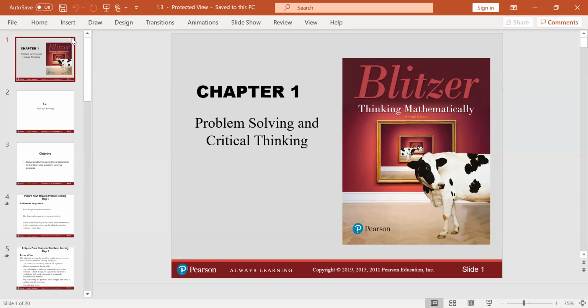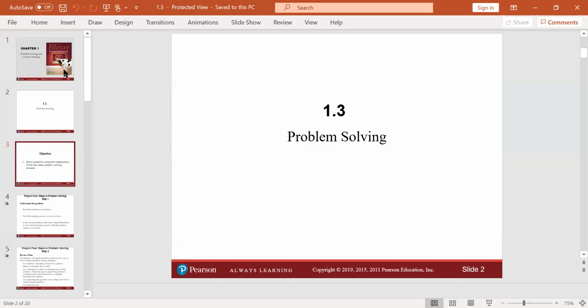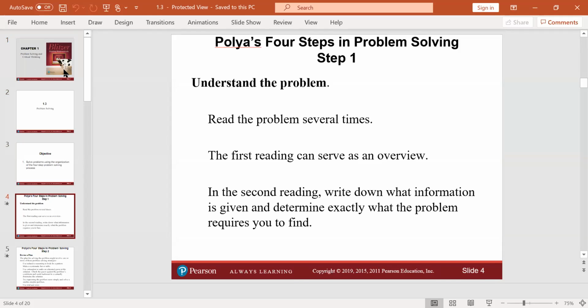How can you solve a problem, especially a word problem, because word problems are kind of difficult. Well, what we're going to do is use something called Polya's 4 steps in problem solving. Polya was, I believe, a psychologist or a psychiatrist who studied how the mind works and how we are able to learn and how we are able to solve certain types of problems.